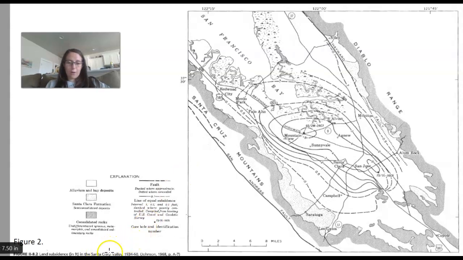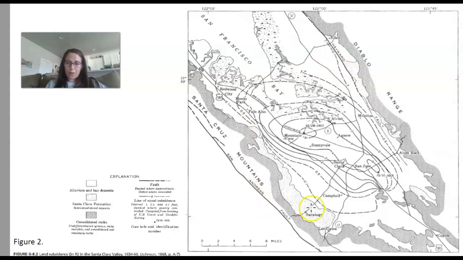Here in the bottom of the figure, you see that the years they're accounting for in the subsidence are from 1934 to 1960, which is what the question is asking you. Okay, that range of time is what the question is asking about.